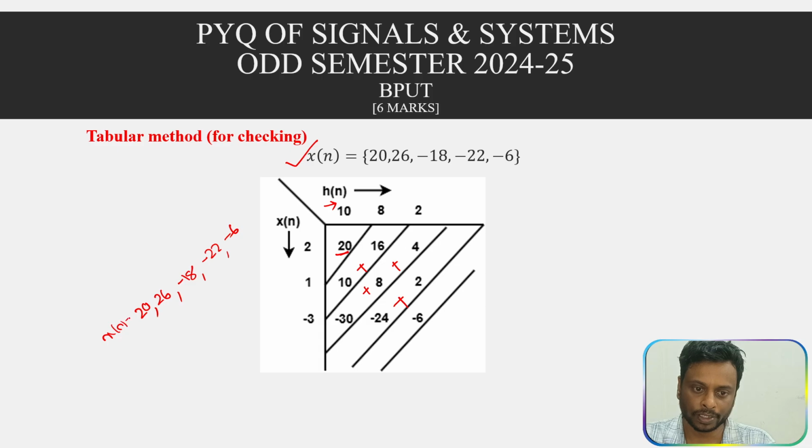This is for checking whether your result is right or wrong. Since it is a 6-mark question, better you do it by the time polynomial formula, not using this tabular method. If the question asks for only 2 marks, then you can use this tabular method. So this is our first question, for 6-mark questions. Let us take our second question.